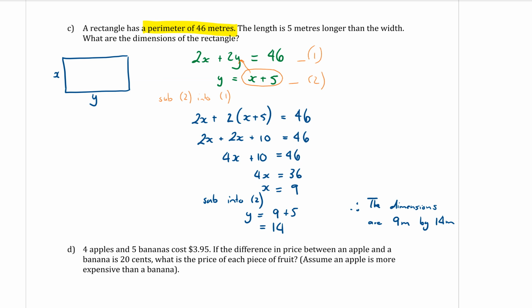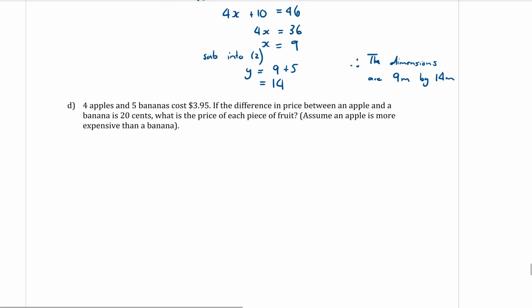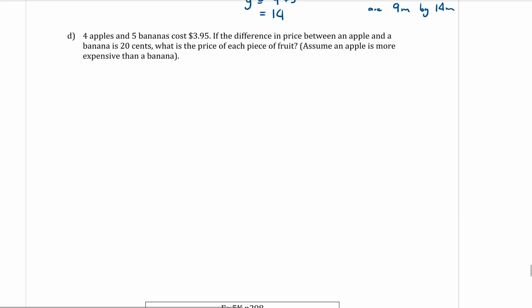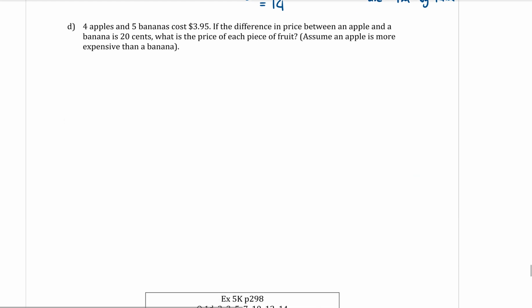And last one, D. 4 apples and 5 bananas costs $3.95. So I'm going to introduce my letters from the beginning here. I'm going to call the apples A for apple, and B for banana. That keeps things simple. And the cost of that is $3.95. So that's my first equation already. Let's write it down. 4 apples and 5 bananas costs $3.95.